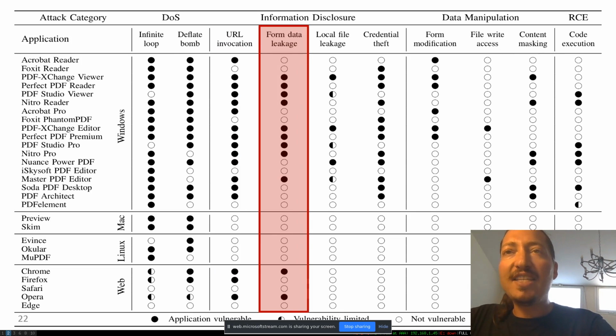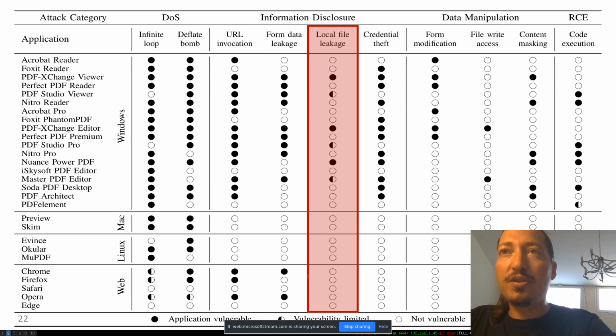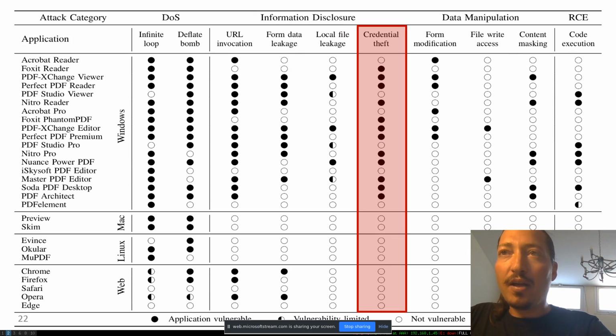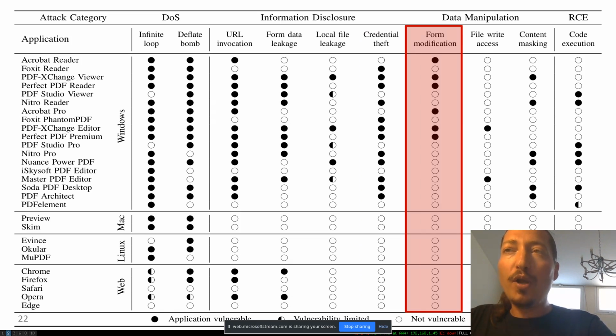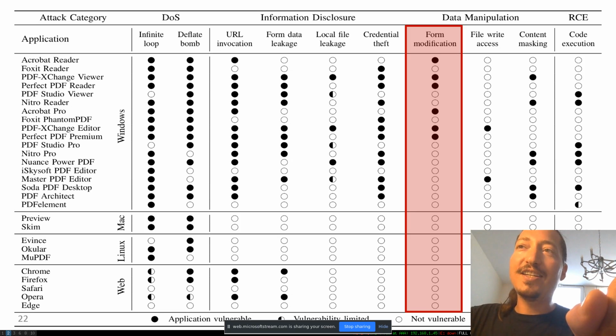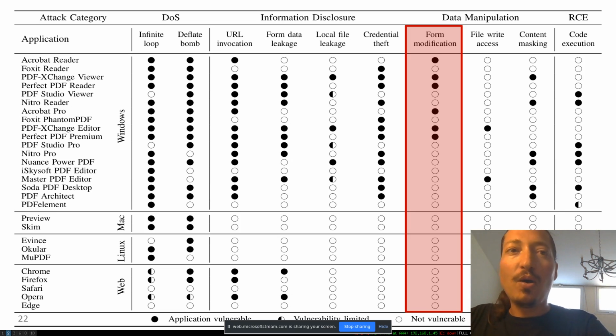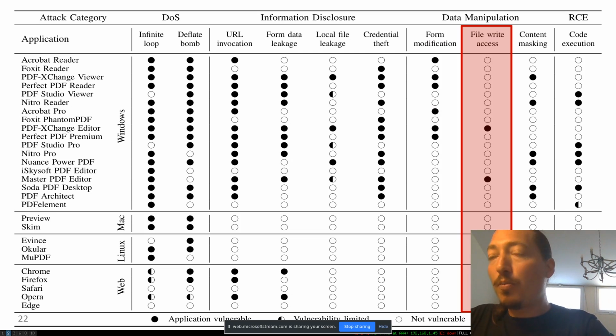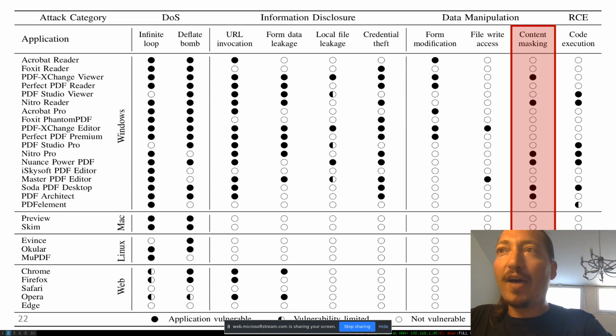We could silently exfiltrate user input in PDF forms on 11 of the tested applications. On 6 applications, we could silently exfiltrate local files on disk, but for 3 of them, the file type is somewhat limited. We could exfiltrate NTLM hashes, so hashes of Windows user credentials, on 12 of the tested applications. We could modify the user input in PDF forms directly when printing the document, which is somewhat nasty, on 6 of the tested applications. For 2 applications, we could write to and overwrite arbitrary files.